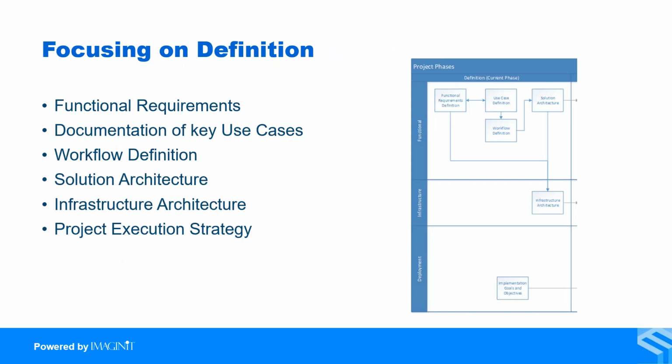So today we're focusing on definition, and within that process map, we'll look a little deeper at the definition components. First, we're talking about functional requirements, then use case definition, workflow definition, solution architecture, infrastructure architecture, and project execution strategy.